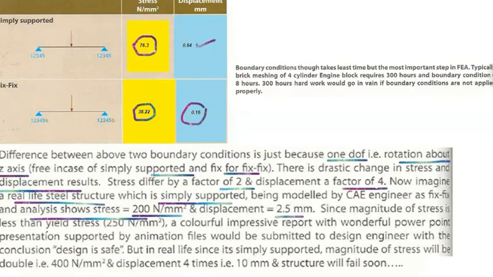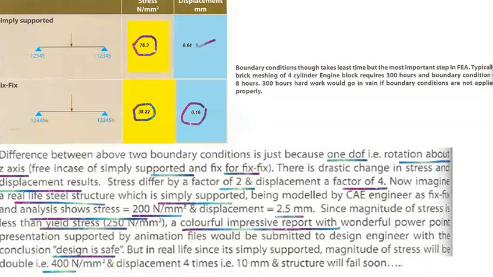Since the magnitude of stress is less than the yield stress, it's less than 250. So we will understand this is a wonderful PowerPoint presentation, and the animation files will be submitted to the design engineer. In conclusion, the design is safe. But in real life, since it is simply supported, the magnitude of stress will be almost double. Instead of 200, it will become 400.